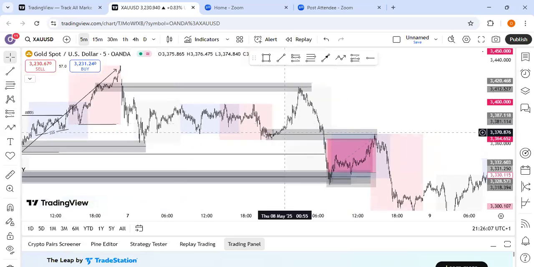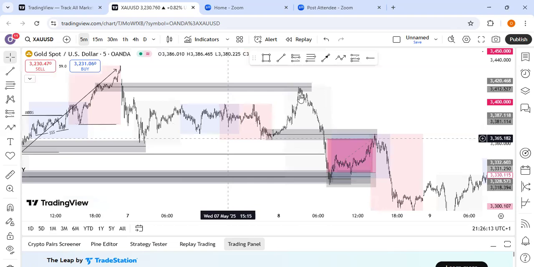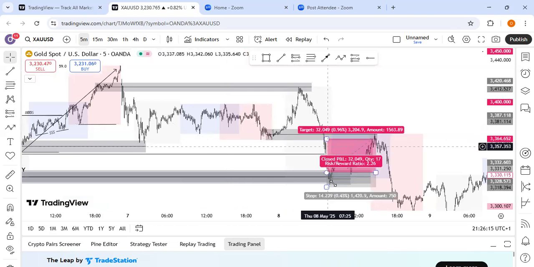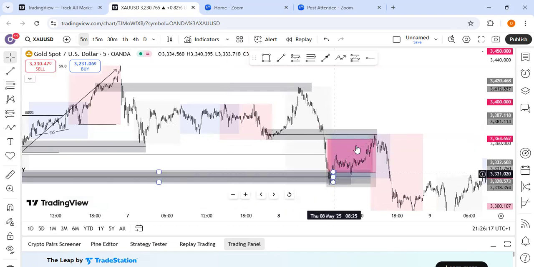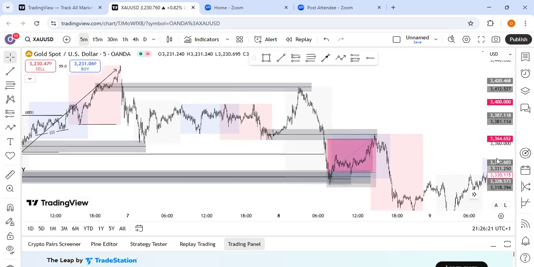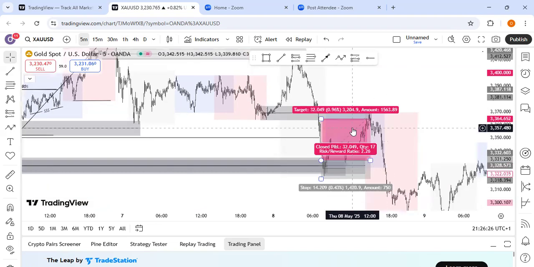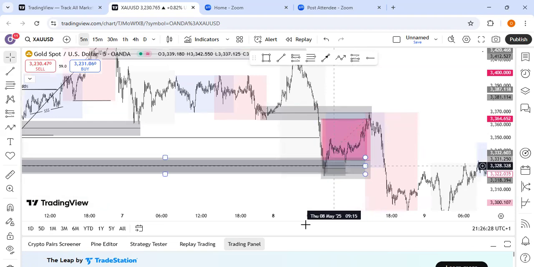But when the market came back to mitigate, I saw from the 4 hour time frame that this particular candle is aggressively bearish, and this one is also aggressively bearish into this particular region. So I just closed at 2 point something. Actually, I was stopped out at break even here.